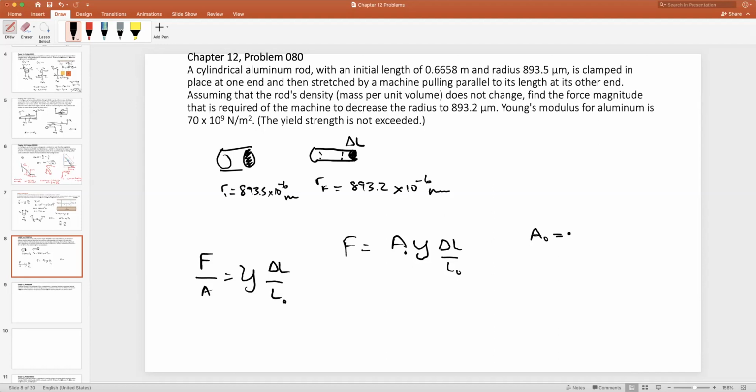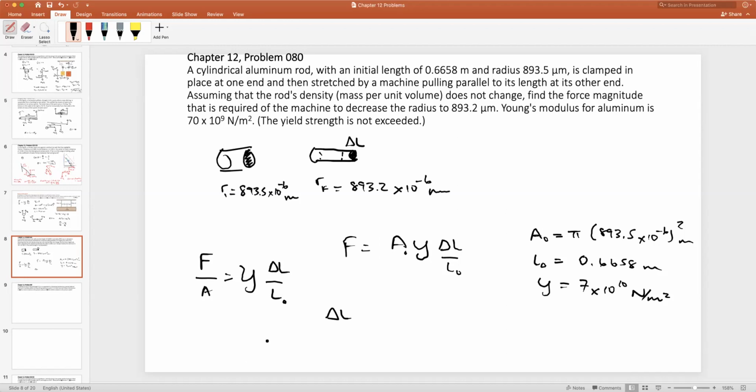A initial here would be pi times 893.5 times 10 to the minus 6 squared meters. And length naught, as given above, the initial length, was 0.6658 meters. And Young's modulus is 7 times 10 to the 10 newtons per meter squared. I guess I could write that better. Okay, but how do we find delta L?